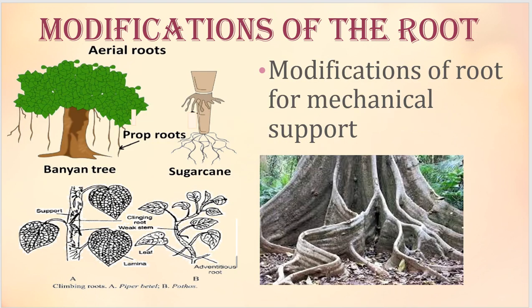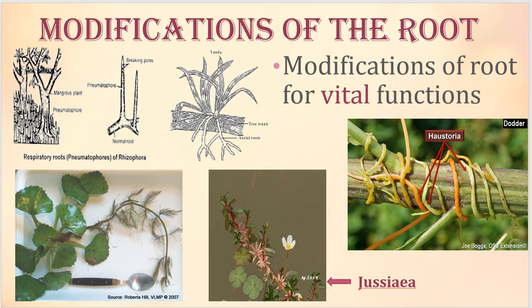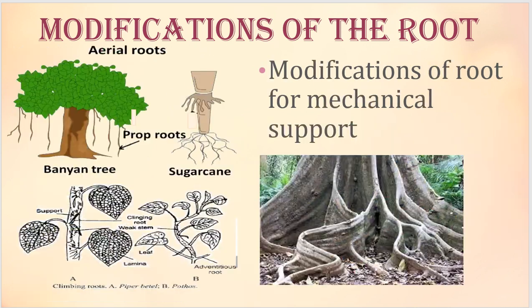And the next one, the modifications found in root to provide mechanical support. Until now, we have studied the modifications to support food storage and perennation. This is to do some special function apart from food storage and perennation. So the first type of such example is respiratory roots. This is a vital function. Let me complete the mechanical support and we can go with the vital function.